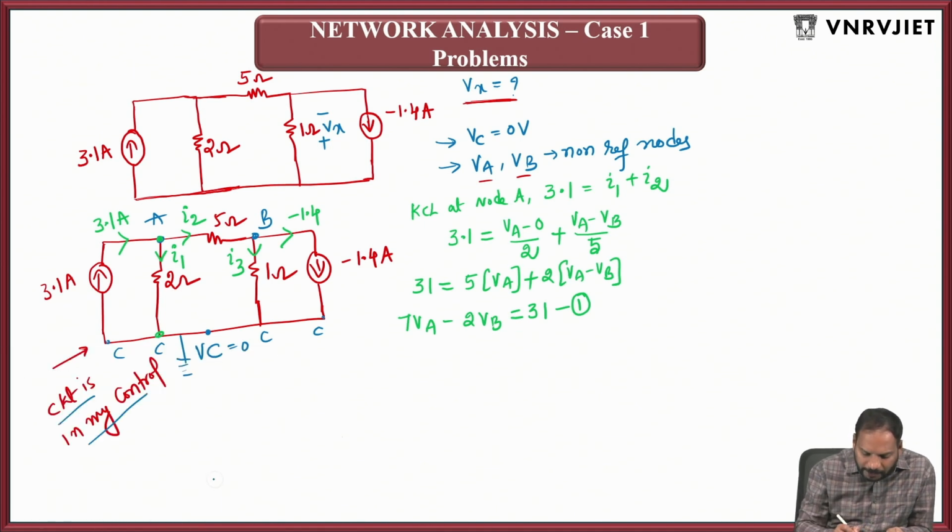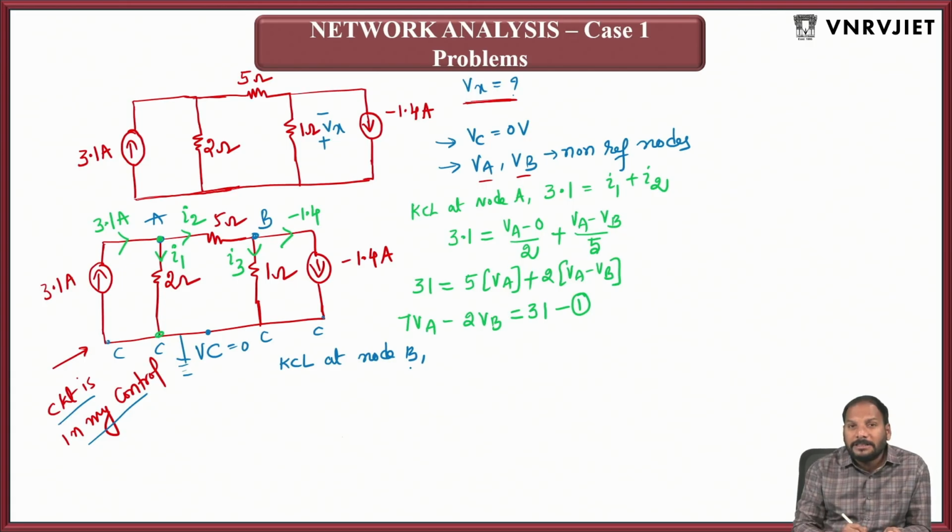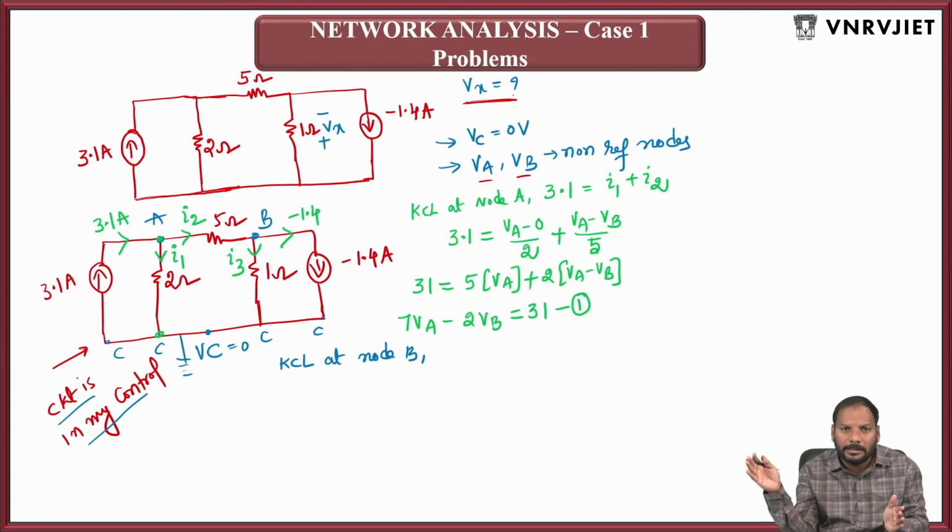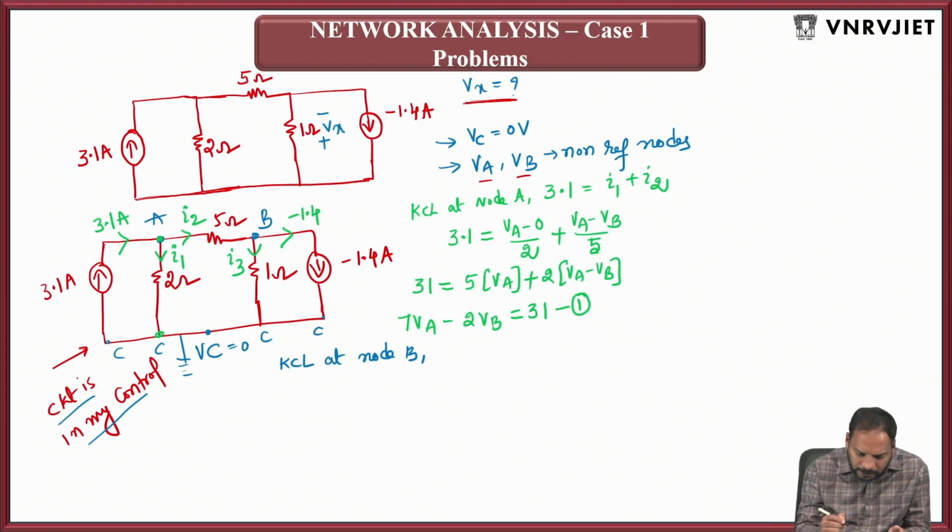You will be getting the one more equation simply by applying KCL at node B. So how will you apply KCL at node B? You stand there and check the currents entering in and the currents going out. So that means entering current, you take it as I2 is equal to, leaving currents are I3 plus 1.4.